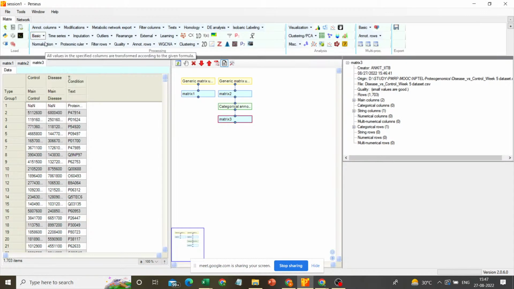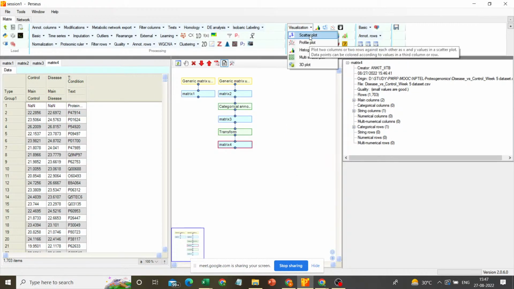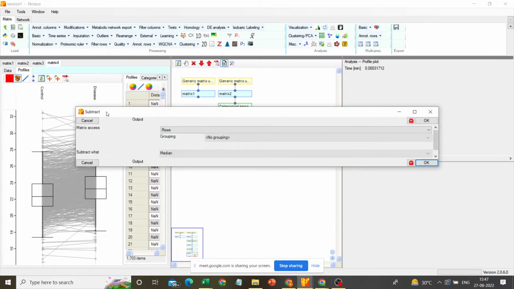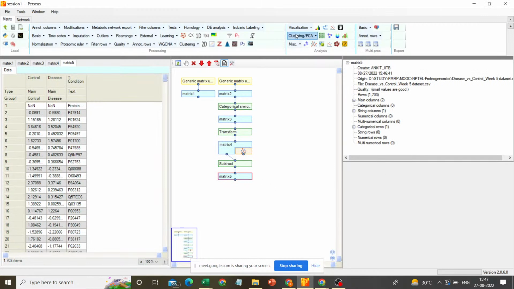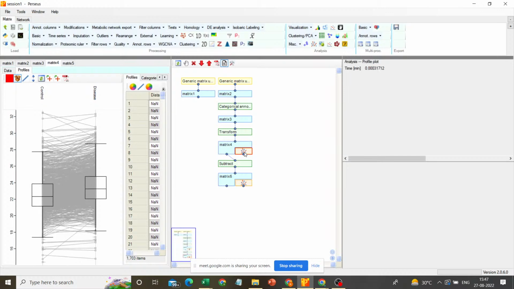So if you go for the visualization, you can see that the data is not normalized. One is showing control, another is disease, with a difference. If you go to normalization, and do a median sample-wise normalization, and then do a visualization, now you can see that the two medians are the same.